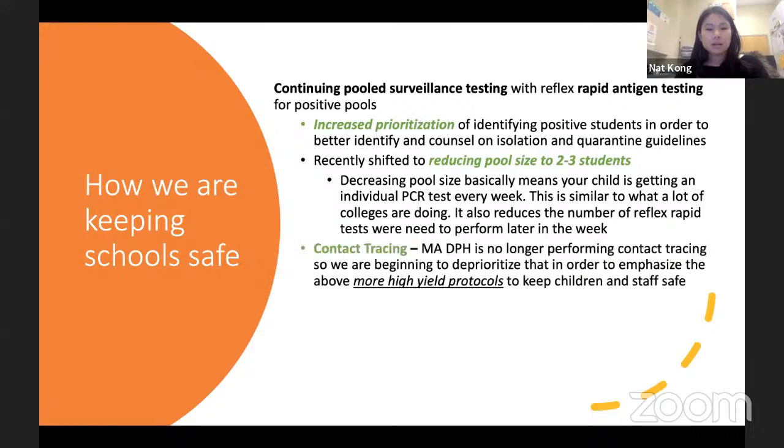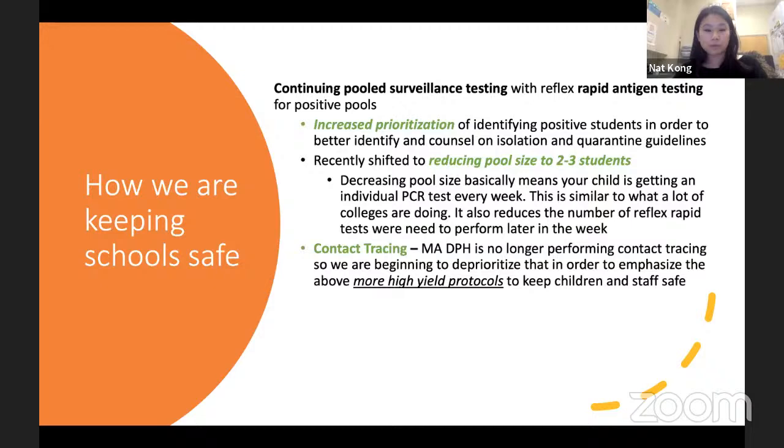Right. The last thing I want to say is that though we are still doing all these things, we are deprioritizing contact tracing. The Mass Department of Public Health is no longer performing contact tracing, and we are also going to deprioritize that in order to emphasize the other 2 more high-yield protocols that I already mentioned. All right, we only have so many hands on deck and only so many hours in a day, and I want to make sure we are using it toward the most high-yield practices that we can do to keep our children and our staff safe.